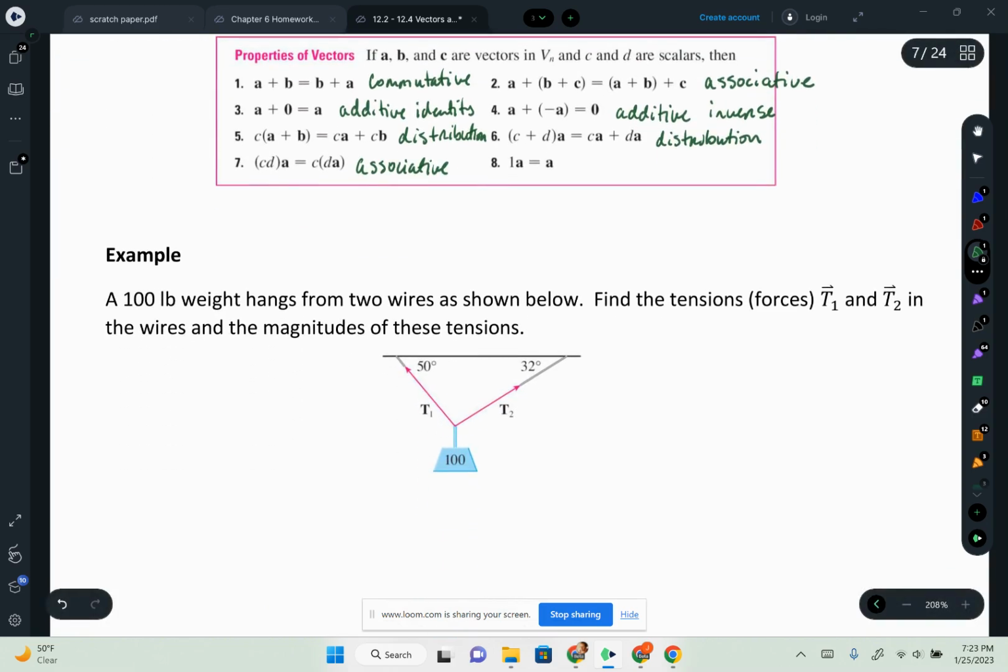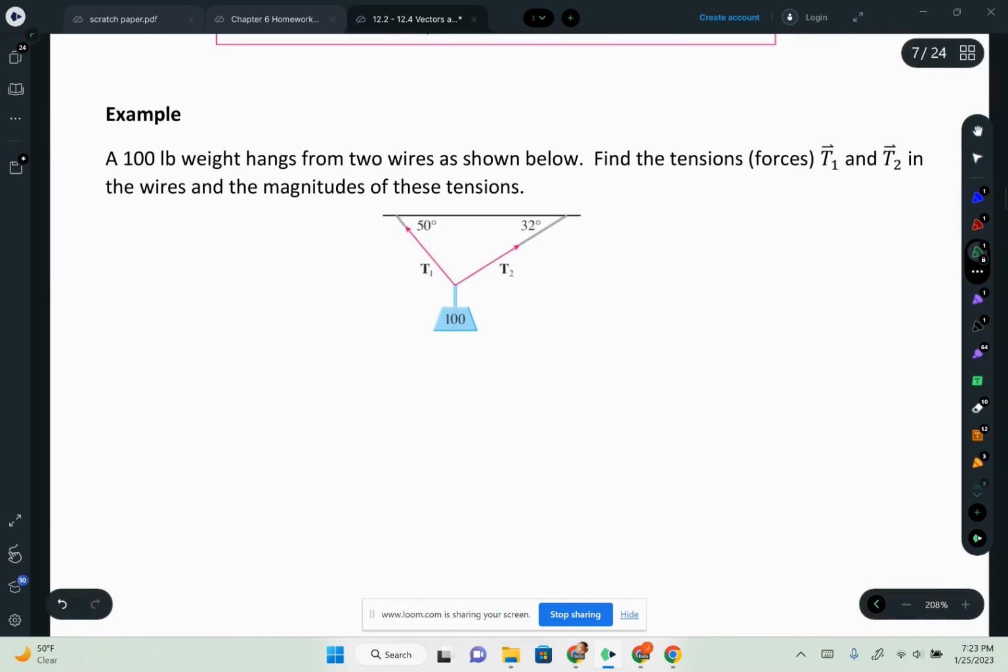Okay, now moving on to one more application example. Here we have a 100-pound weight. It hangs from 2 wires, as shown below. We want to find the tensions, or the forces, T1 and T2 in the wires, and then the magnitudes of these tensions. What I gave you in class as a hint to start you off was you should draw a line underneath there and use some geometry to identify the angles on the other sides.